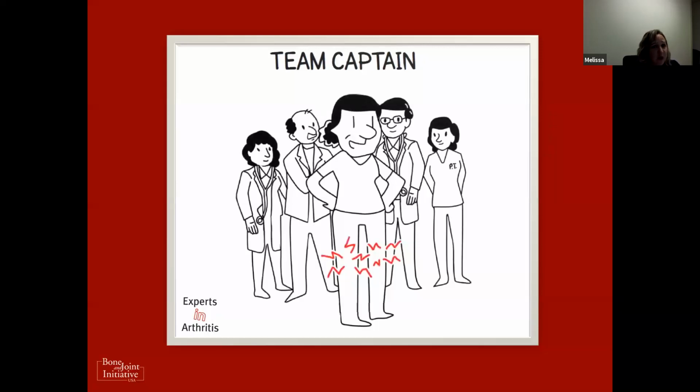Dietitians are also very important because we'll learn a little bit later on that some of the things we eat can actually cause flare-ups, but there are also some supplements that can help with our pain.